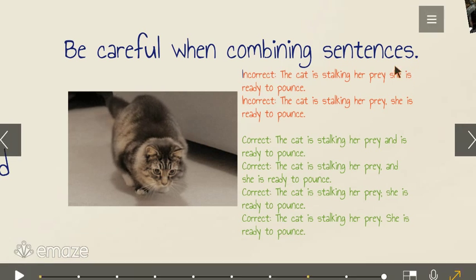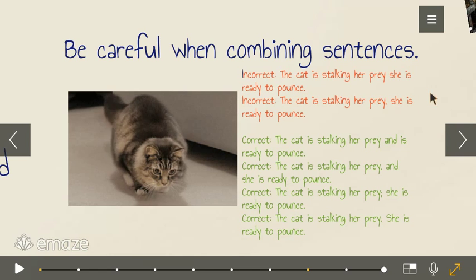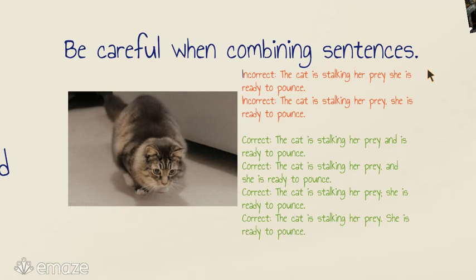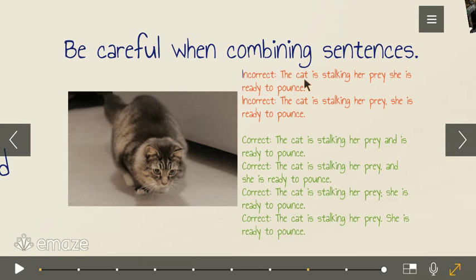If you look closely at this incorrect sentence, what we have going on here are two independent clauses. I've got two sets of a subject and a predicate. First one here is the cat, subject, and this predicate that goes with it is stalking her prey. Then I have another subject, she, and another predicate is ready to pounce. So I basically have two sentences here, two independent clauses, and I tried to just shove them together without any punctuation or extra words. Can't do that.